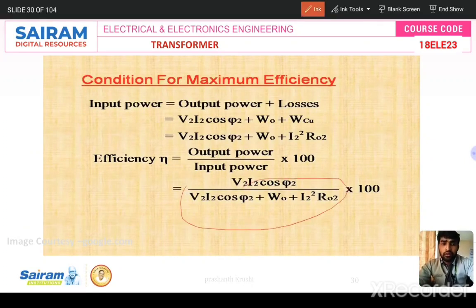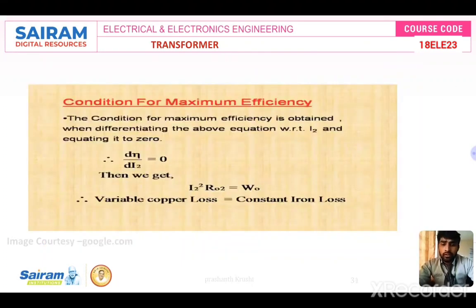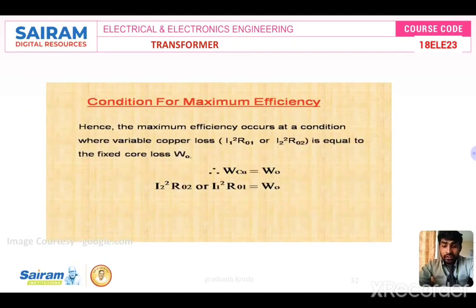Then just differentiate this equation, what will you get? Directly the equation becomes iron loss is equal to copper loss, I mean variable loss is equal to constant iron loss, right? So this is the condition for maximum efficiency of transformer. In terms of load also, x into kVA rating into cos phi divided by x into kVA rating into cos phi plus iron loss plus copper loss. Just substitute the condition for maximum efficiency.